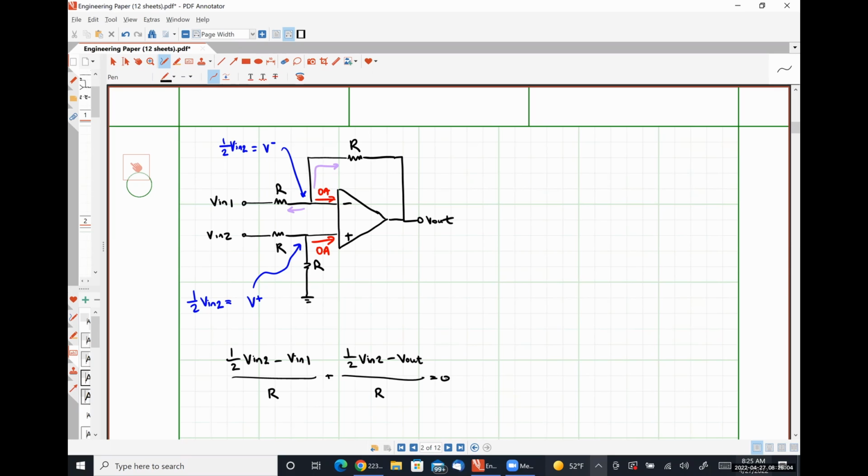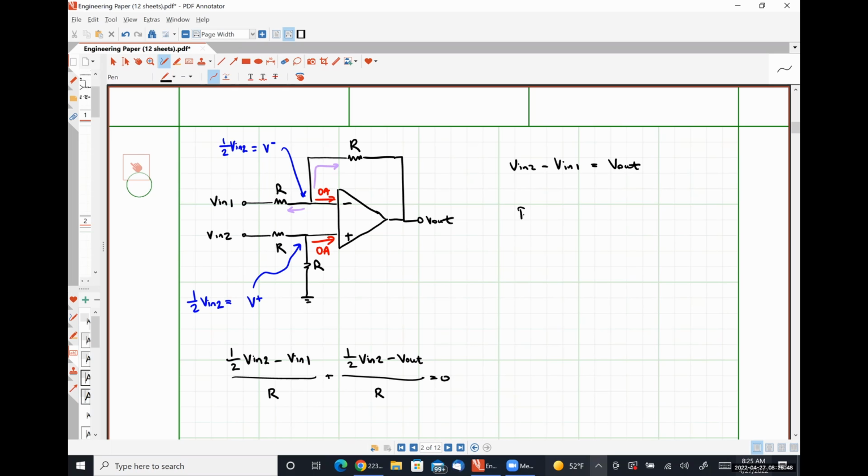So since I have a common denominator of 1 over R, I can just multiply both sides through by R, right? To clear that fraction. And then I have 1/2 VN2 plus 1/2 VN2, so a whole VN2 minus VN1 is equal to V out. So this is how we do signal subtraction. Okay. So the previous circuit was about adding signals together. This circuit subtracts signals, or takes the difference of them.